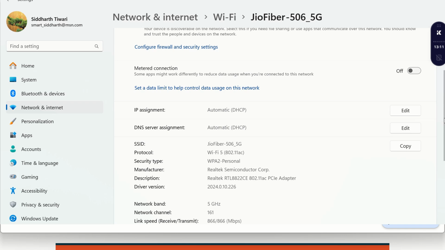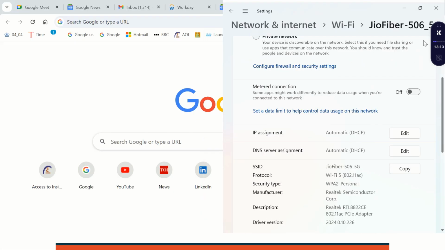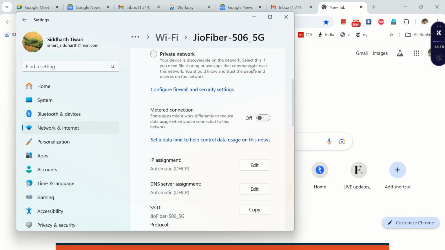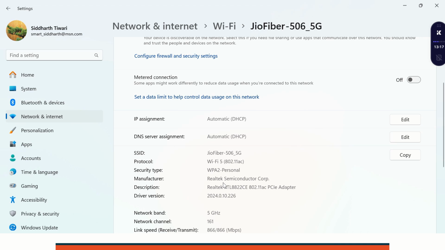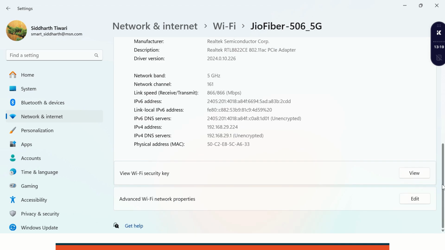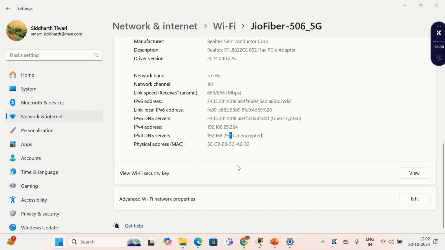And this is our settings. We see we have a class C address 192.168.29. See, even for the other device, the 3 octets or 24 bits are the same. They are not changing. Only the last part is changing. This is 224, my device, and this is most probably my router. How do I make sure? Well, let me show you something.